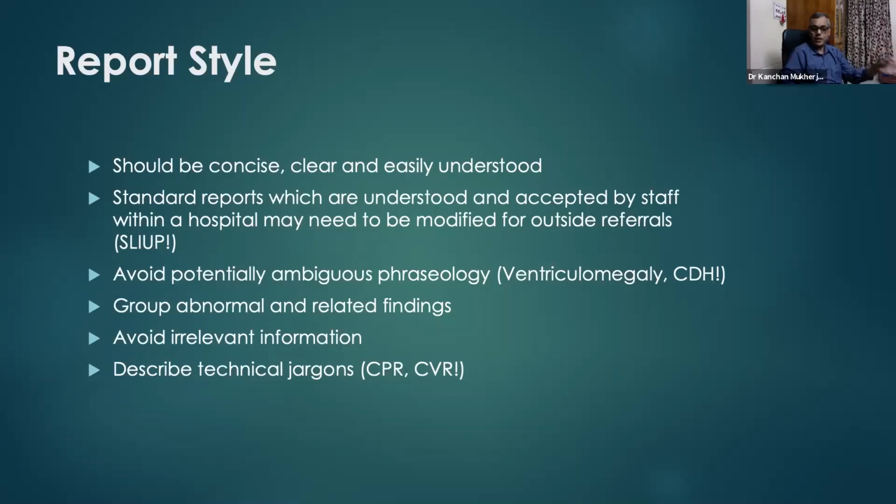Then avoid potentially ambiguous phraseology like ventriculomegaly. I mean, one patient had mild ventriculomegaly and she was then referred to an adult cardiologist, while the actual problem was fetal cerebral ventriculomegaly. CDH equals congenital diaphragmatic hernia, but the orthopedic surgeons will take it as congenital dislocation of hip. So avoid these ambiguities. And then you group abnormal and related findings together and then create a new paragraph.